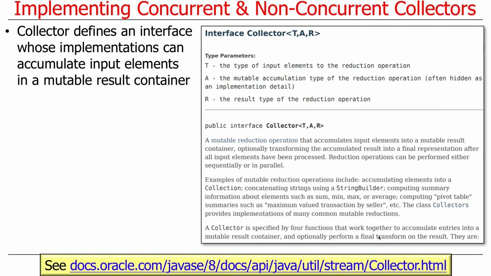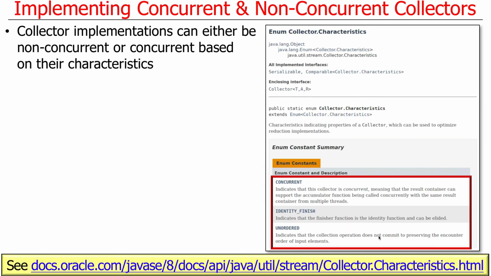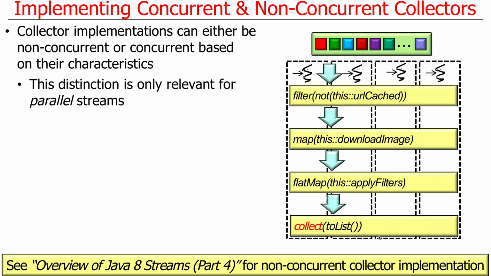So basically, a collector is an interface whose implementations are used to accumulate input elements into a mutable result container, because that's what a collector is, right? It mutates stuff. And collector implementations can either be non-concurrent or concurrent, and what controls that are their characteristics. In particular, there's a characteristic called concurrent, which is somewhat mysterious, and it's hard to tell just by reading the documentation what it is good for.